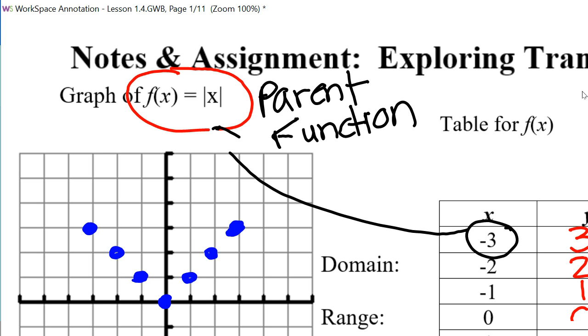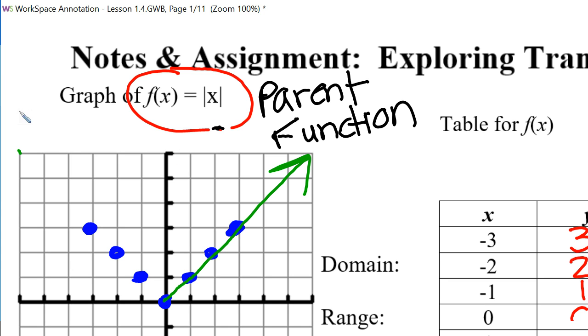And if you look, what shape do those points make? They make a V shape. So absolute value is always going to be a V shape. If you don't get a V shape, that means you either did the math wrong or you plotted the points incorrectly. So connect those points to make your V. And you have to have the arrow showing it keeps going up.